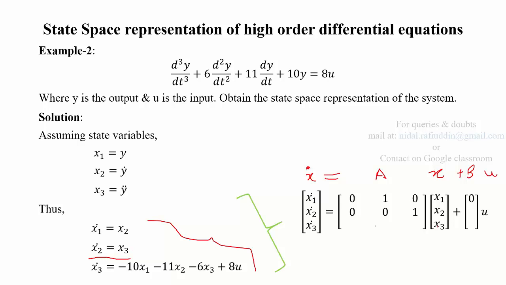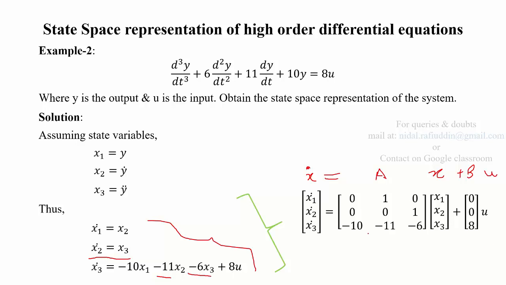Likewise, x3 dot can be written from the third relation, which has minus 10 x1. So you're going to populate this matrix, substituting minus 10 here, multiplied by x1, and then you have minus 11 multiplied by x2, so you substitute minus 11 here, then minus 6 multiplied by x3, minus 6 here, and then you have the input, which is multiplied by 8. This is the required state equation.